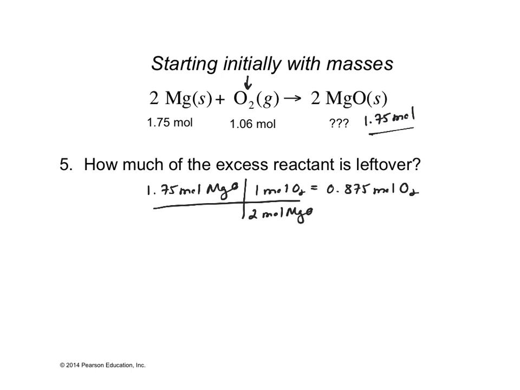We have made 1.75 moles of magnesium oxide. We've just figured out how much oxygen we used to make it, right? So this is what we have used in moles. How much did we start with? 1.06 moles. How would I figure out how much is left over? If I have my starting material and I have how much was used, what's going to be left?